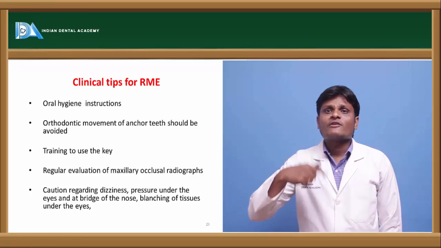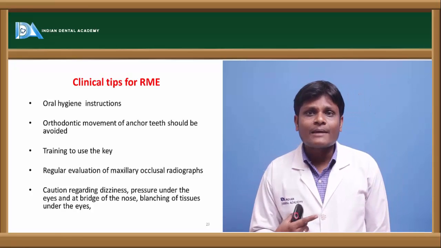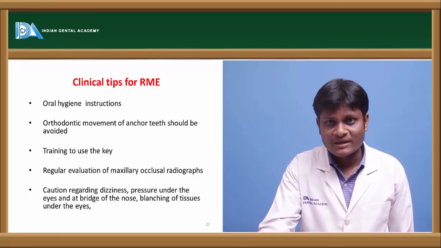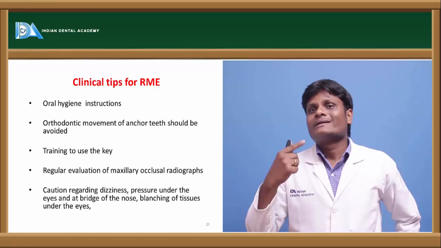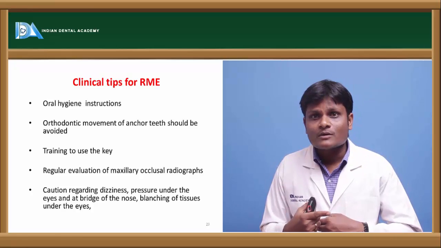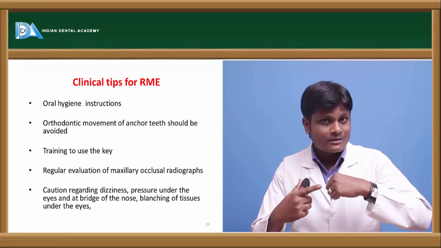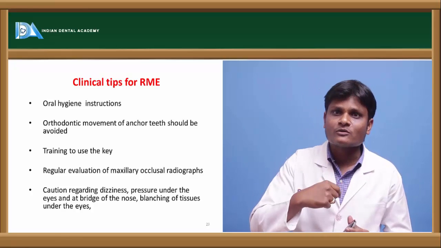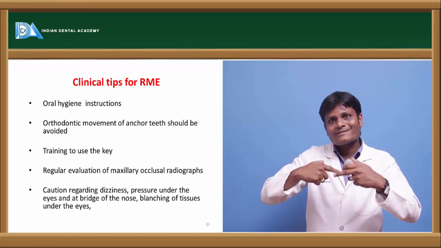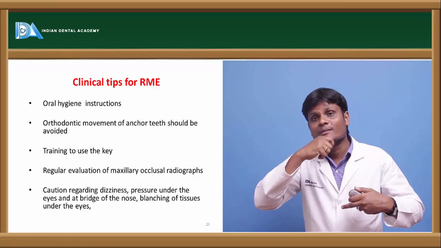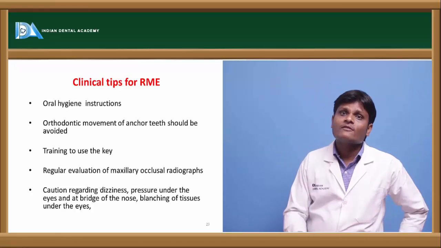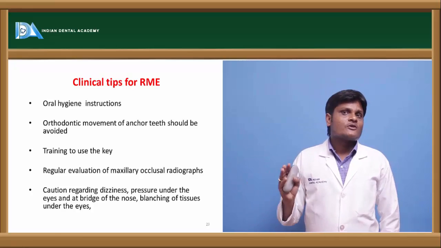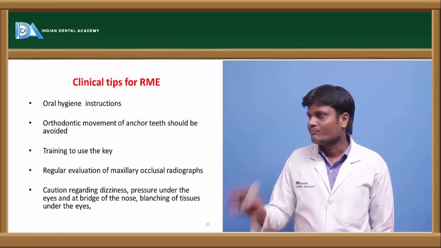And the patient should be sufficiently trained to use the key. Sometimes the patient will swallow the key and it will lead to a complication of the pulmonary system. So take care and instruct the patient to tie a thread to the key and tie the thread around the finger and activate it, so that if it accidentally slips, because the key is threaded, the patient can easily retrieve the key even if it falls into the oral cavity. So the usage of the key should be clearly explained to the patient.